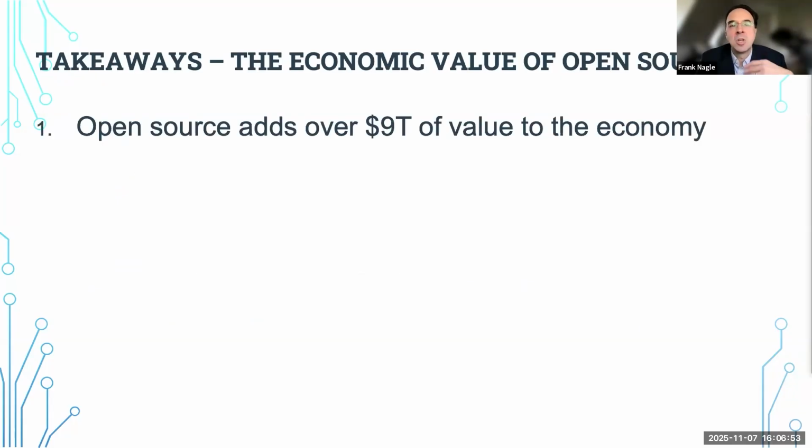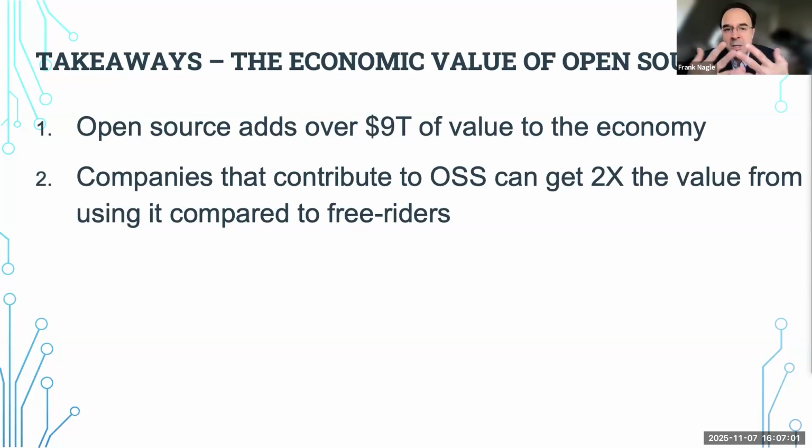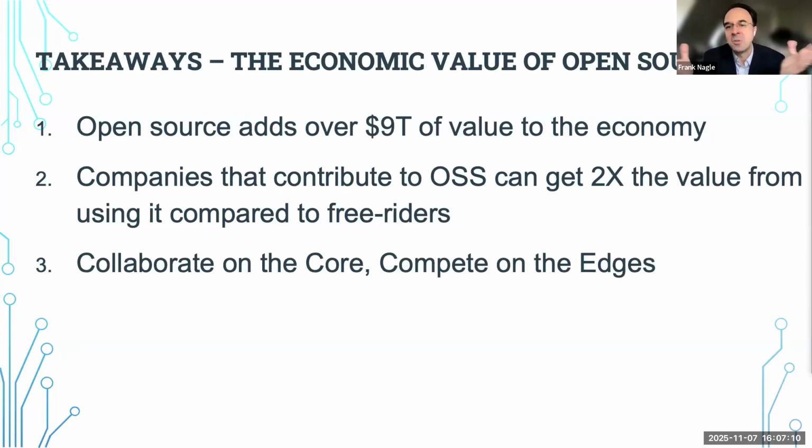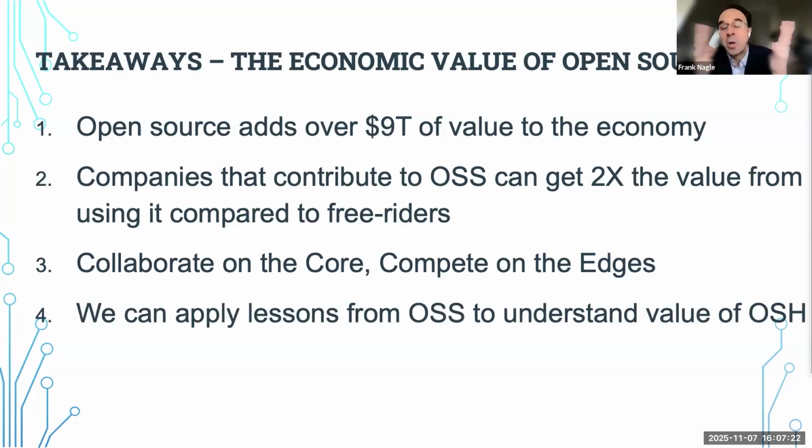So just to summarize, the headlines here are that open source adds about $9 trillion of value to the economy. Companies that are contributing to open source software can get up to 2 times the amount out of using it as their free-riding peers. And this notion of collaborating on the core and competing on the edges helps us understand when we should be more collaborative and when we should be less collaborative. And finally, as I just referred to, we can apply some of the lessons we've learned from open source software to better understand the value of open source hardware and to think about when companies should be more collaborative or less collaborative as well.